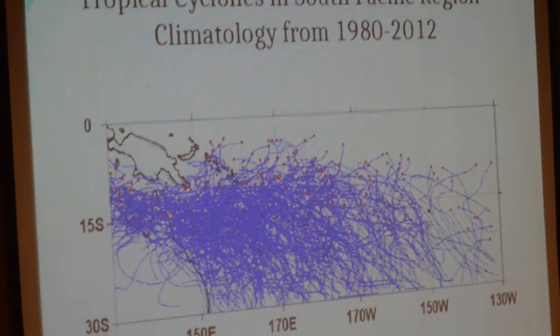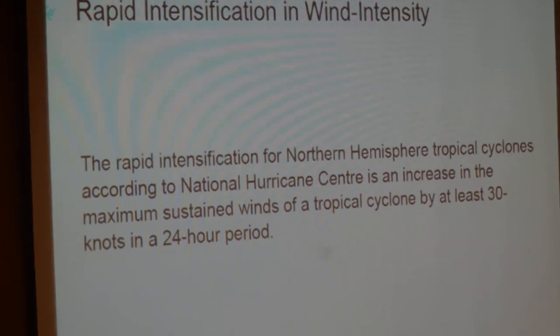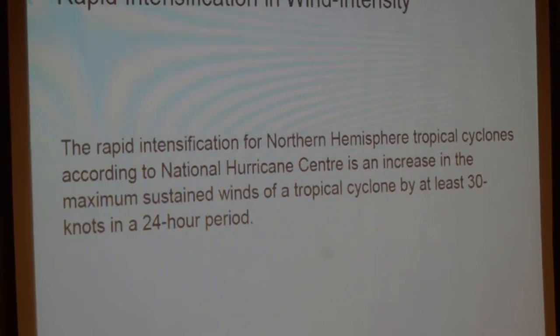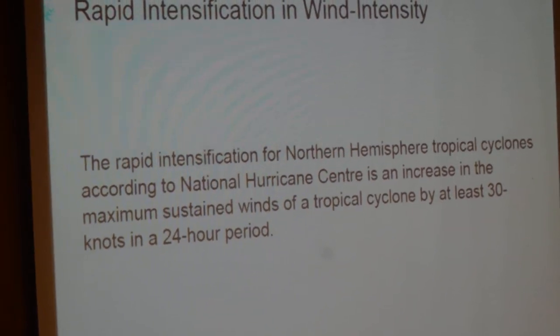And what is the problem? We are not predicting the wind intensity, but it's a bit different than that. We are predicting the change of that wind intensity, which is rapid intensification. So we want a model that, when a cyclone begins, or as a cyclone is going on, will predict if that cyclone will rapidly intensify, which means that it increases the maximum winds by 30 knots in a 24-hour period.